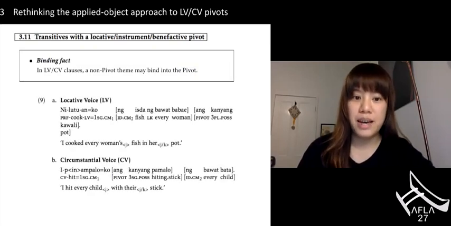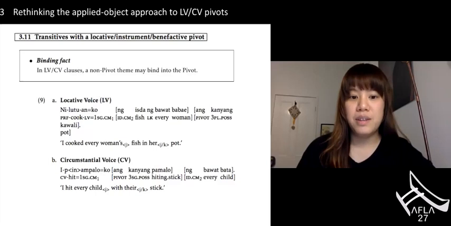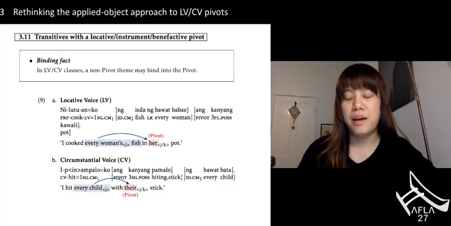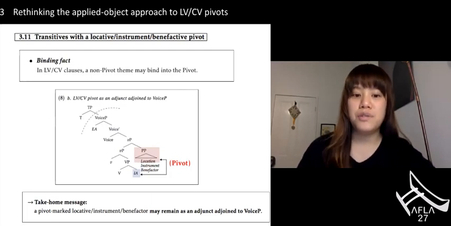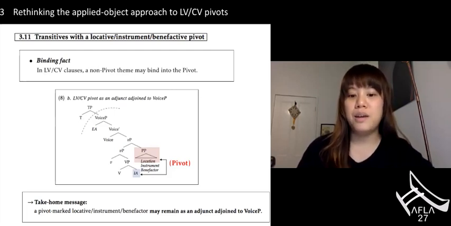So, keeping this in mind, in both LV and CV constructions, it's possible for a quantifier embedded inside a non-pivot agent to bind into a pronoun embedded inside the pivot. And so this points to a scenario like 8b, whereby an agent and the pivot are under sisterhood in the same phase, which could probably mutually bind into each other. So the take-home message here is that the binding facts in this construction raise questions for the applicative approach to LV and CV pivots and suggest that the pivot might be remaining as an adjunct adjoined to VoiceP.